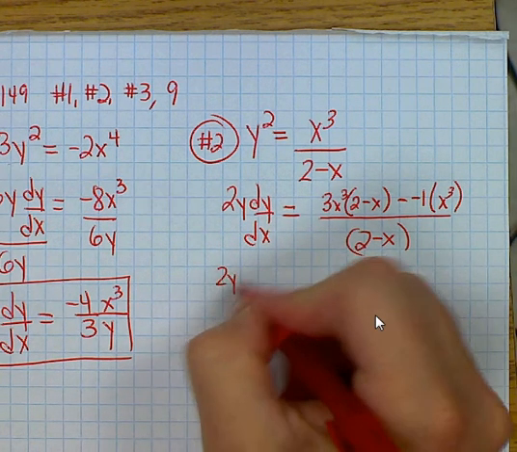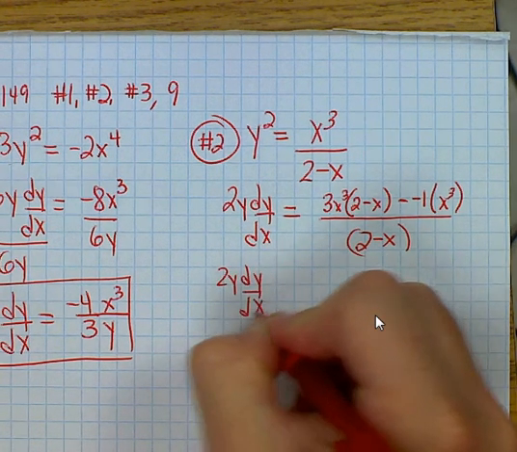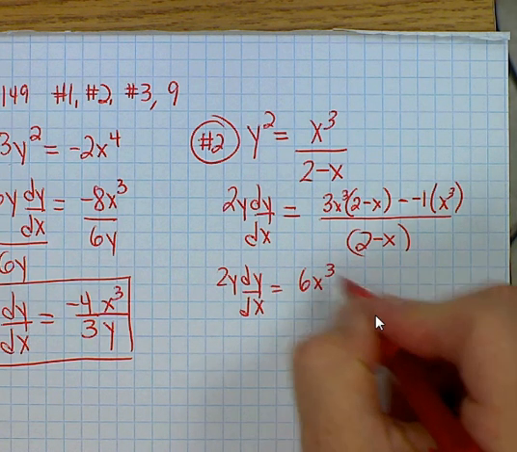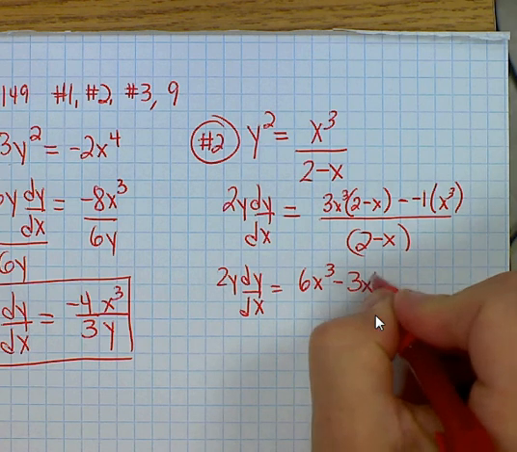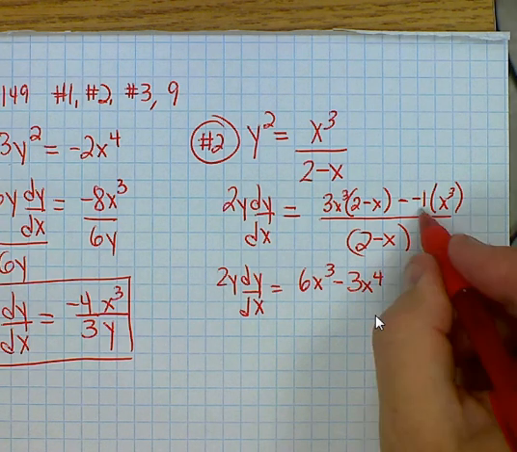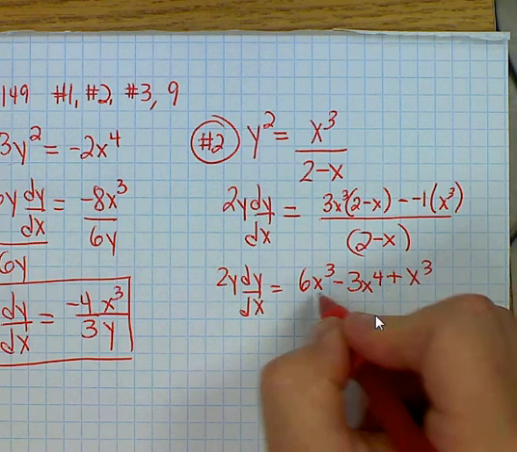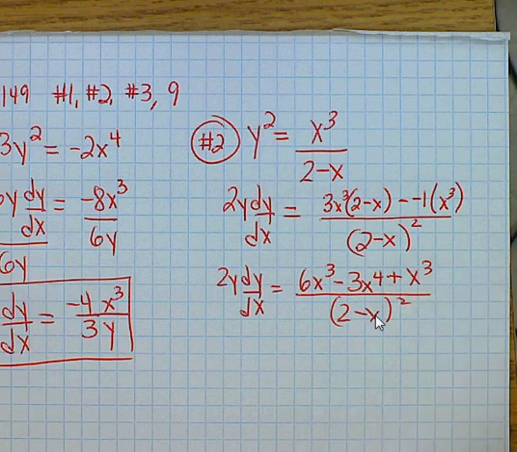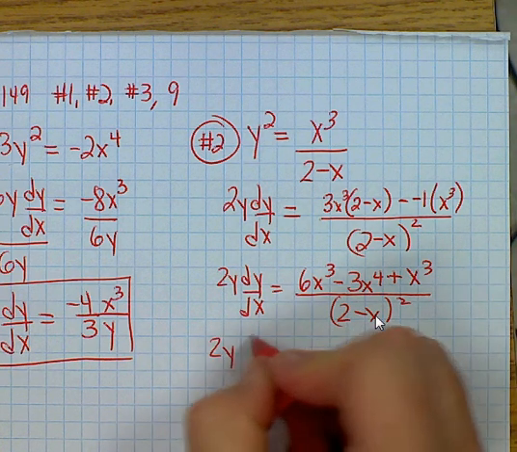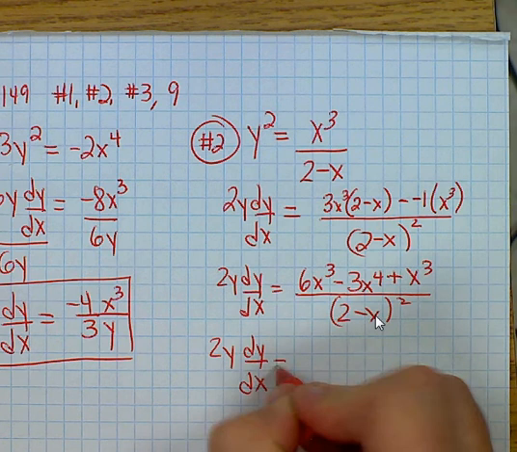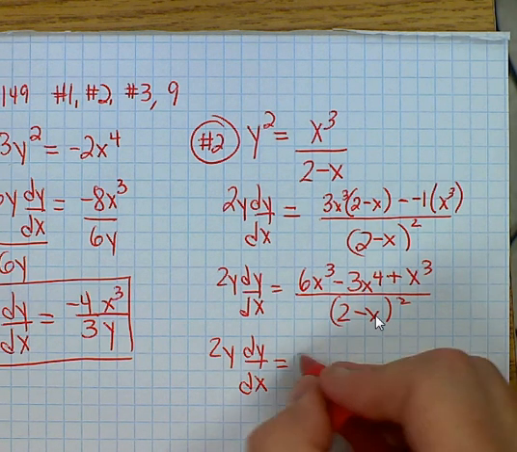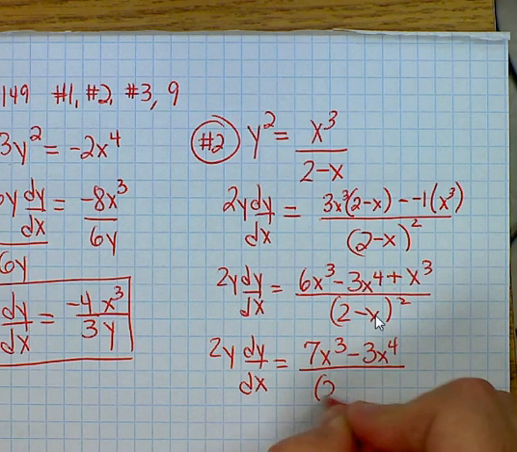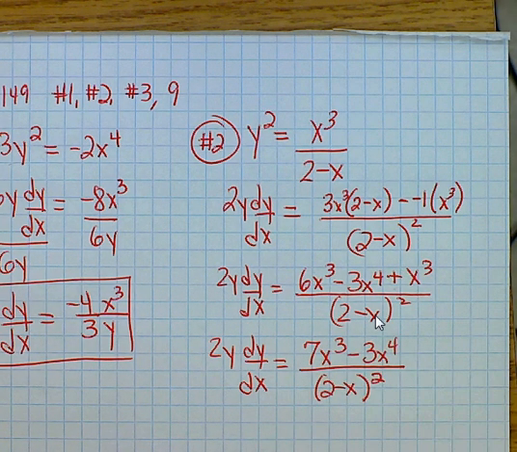So I get 2y dy dx. Let me clean up the right side a little bit. Distributing the 3x squared through, that's 6x squared minus 3x to the fourth. And then this is going to be plus x cubed all over 2 minus x squared. So again, 2y dy dx is going to equal, putting the x cubed terms together, 7x cubed minus 3x to the fourth divided by 2 minus x squared.